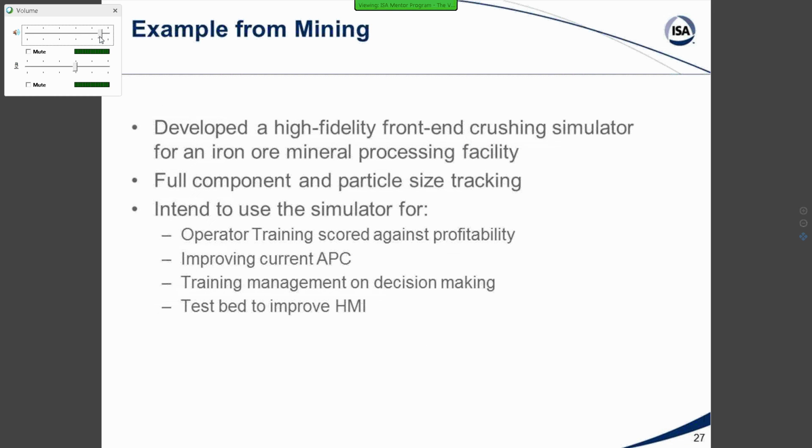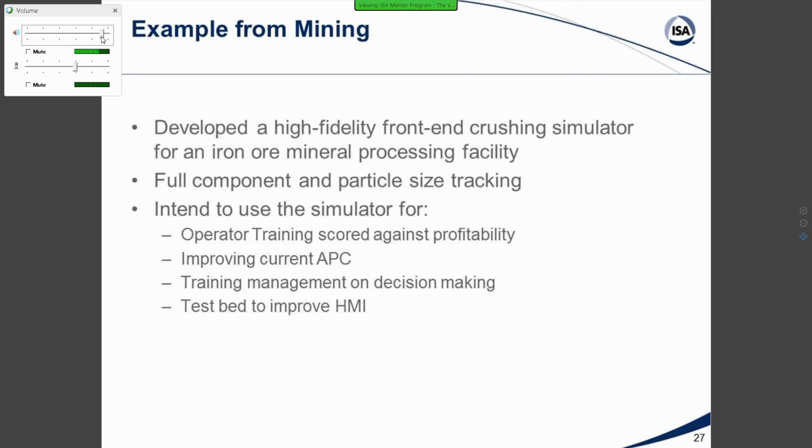Another example, and this kind of speaks to the applicability of these high fidelity simulations, is an example from one of my most recent projects in mining, and this was a high fidelity front end crushing simulator for an iron ore mineral processing facility where they did full component and particle size tracking throughout their plant. This customer specifically used their simulator for more than I've seen any other customer use this for. They kind of took advantage of all aspects of it.